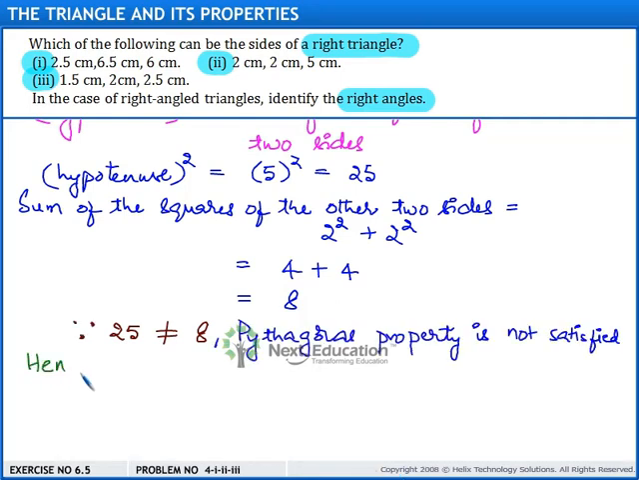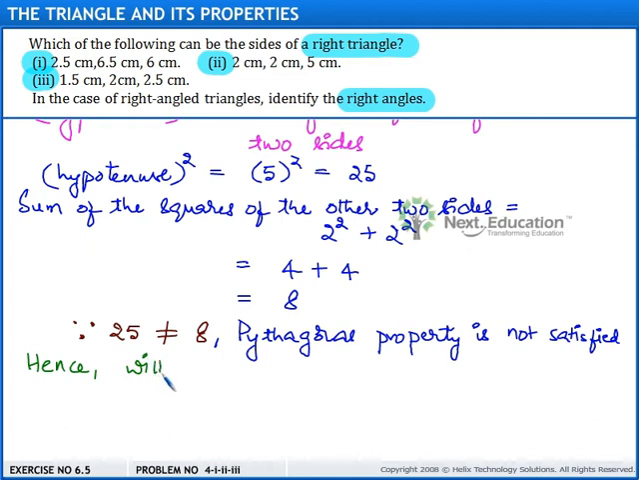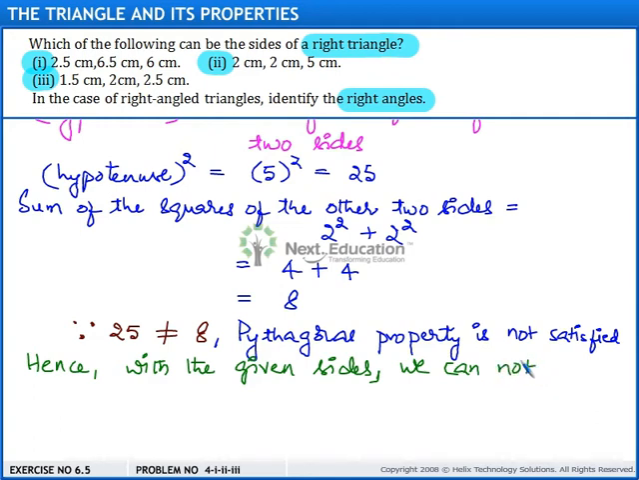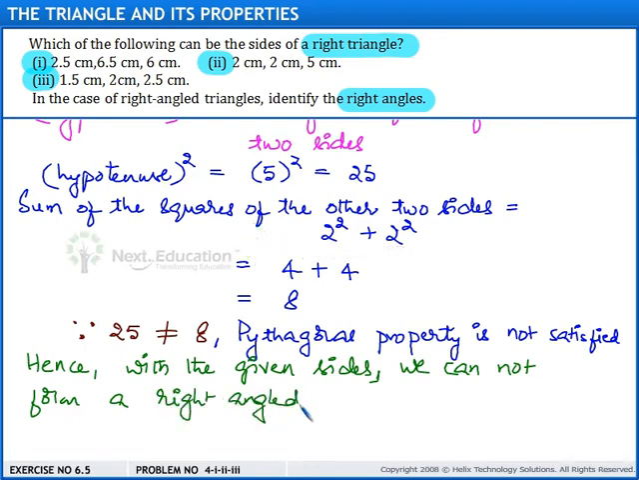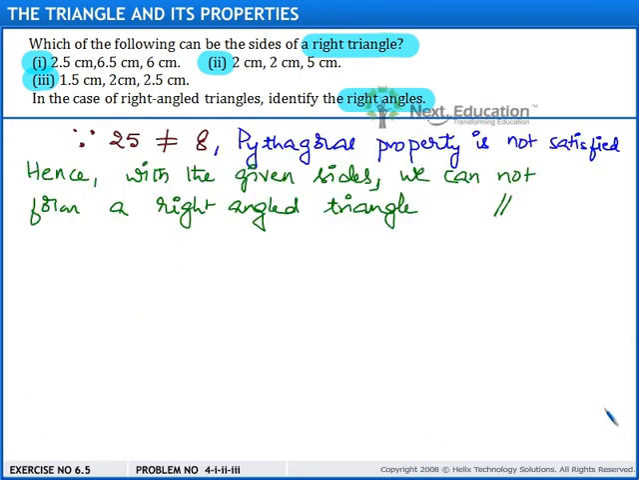Hence, with the given sides, we cannot form a right angle triangle as this is against the Pythagoras property. Therefore, this completes the second part of the problem. Now, let us proceed with the next part of the problem.